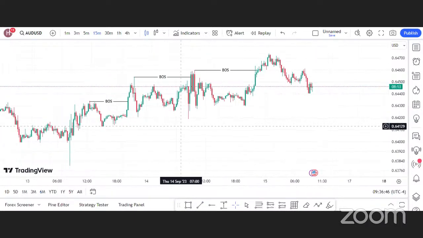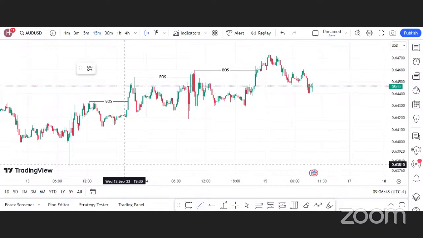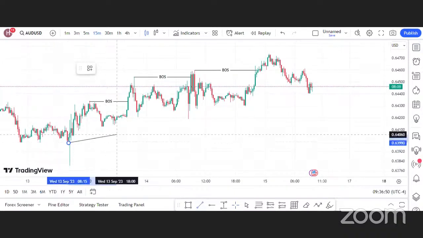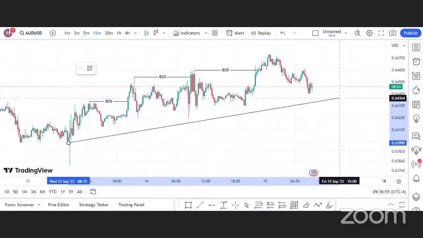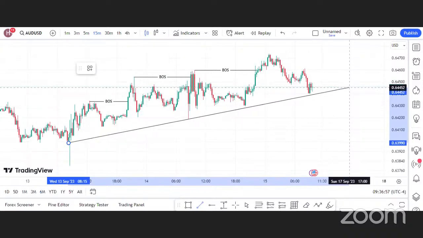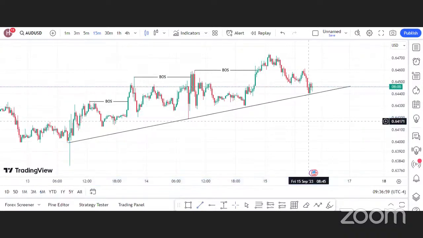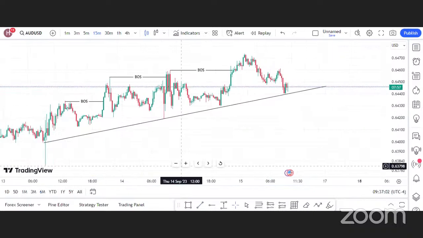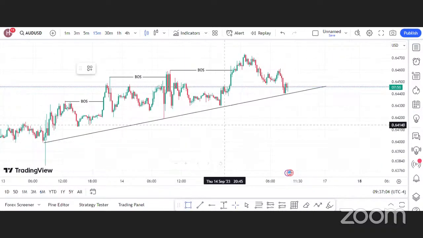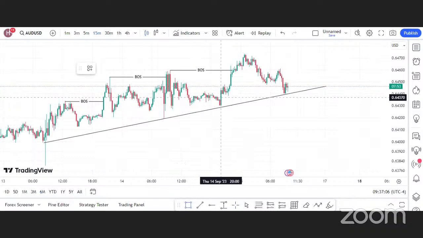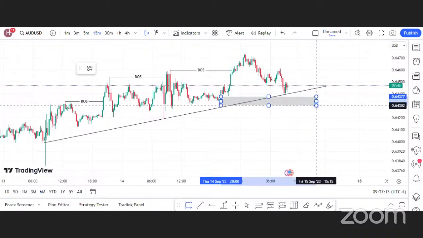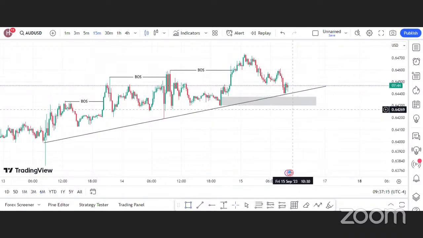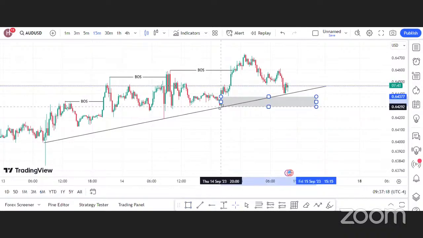As we can see here clearly, the market is in an uptrend movement. That is my trend line, but I have this gap around this area. I have that gap.